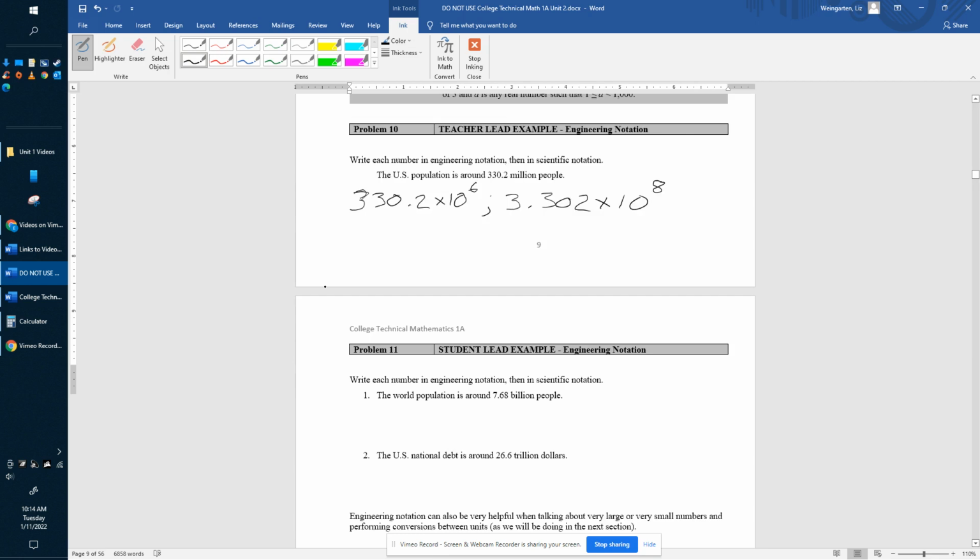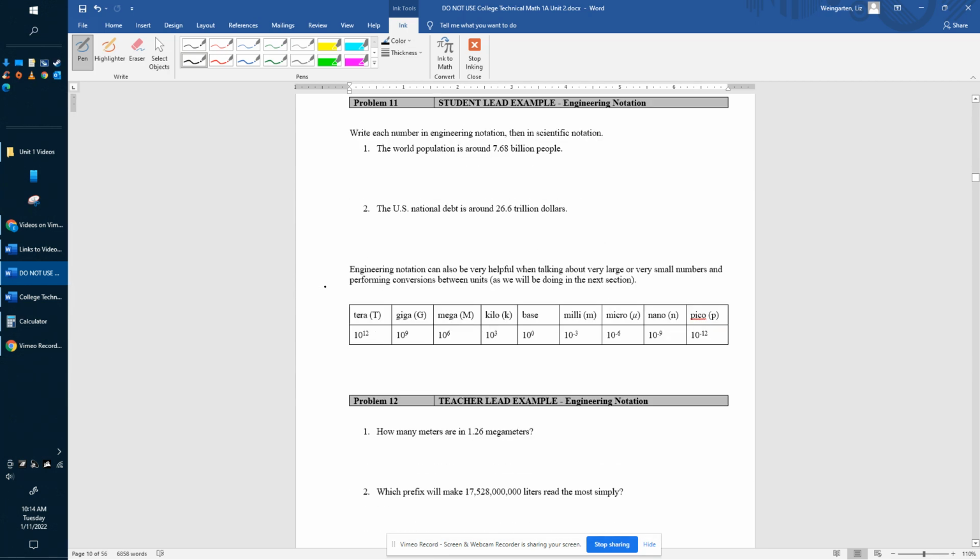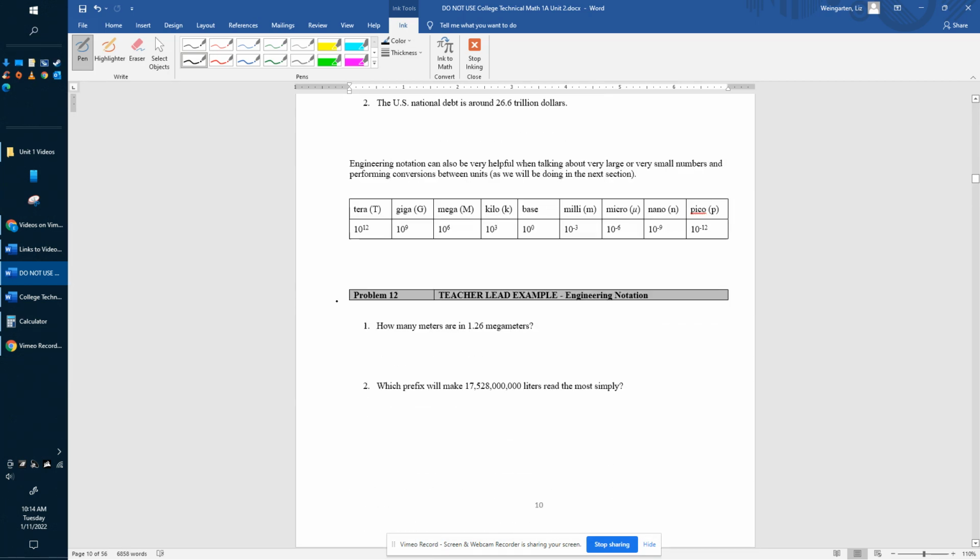I'll have you guys work on problem 11 on your own, but I wanted to also show you problem 12, talking about how engineering notation is going to be helpful when you are performing conversions. And we're going to perform more conversions later on in this unit, and you'll see why it's going to be helpful.